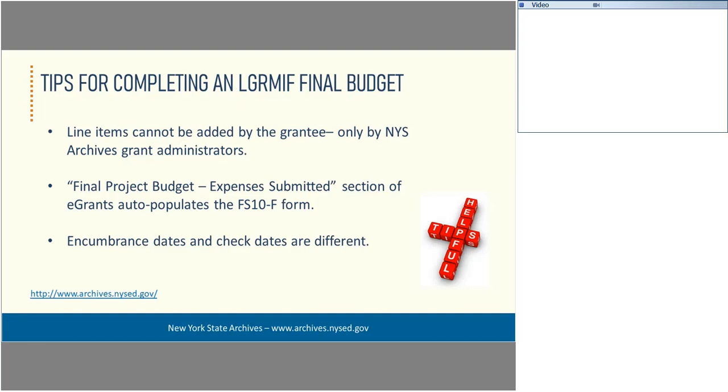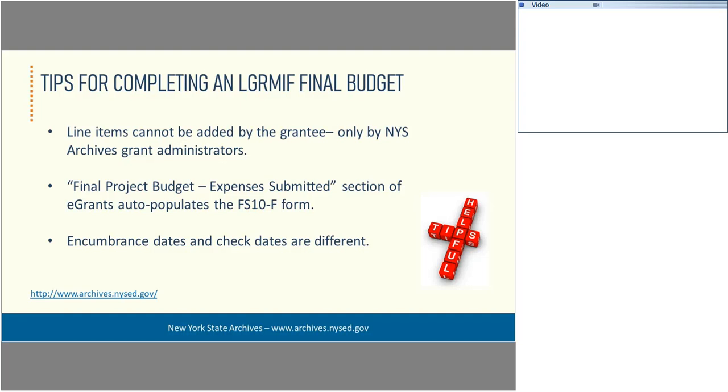To access your final project budget, sign into your eGrants account, navigate to the Final Reporting menu, and use the Final Project Budget Expenses Submitted link to visit each budget code that comprised your expenses. Filling in the relevant data in this section automatically populates the FS10F budget form, which you can then print right from eGrants in preparation for mailing to us at the Grants Unit.